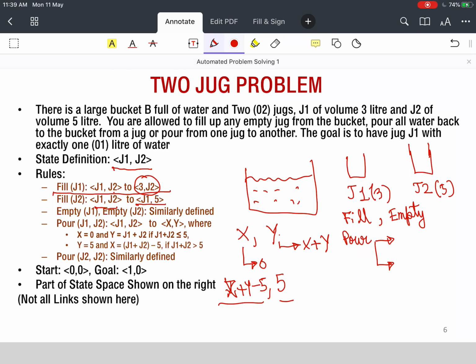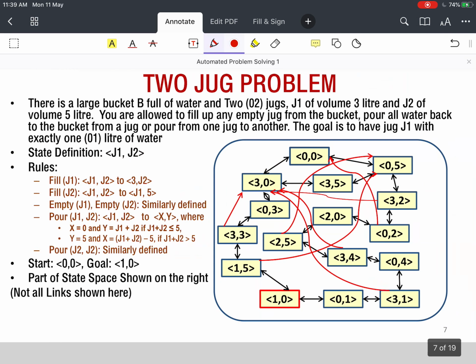So this is what happens. So you can now define the state transformation rules. You can define your start state, which is 0, 0. And you can finally say my goal state is when the first jug has 1 liter and the second jug has nothing. So let us now see how these state transformation rules form the state space. These state transformation rules imply the state space as follows. Only the partial version of this state space is drawn here. The full state space is not drawn, but this will give an idea of what we want to say.